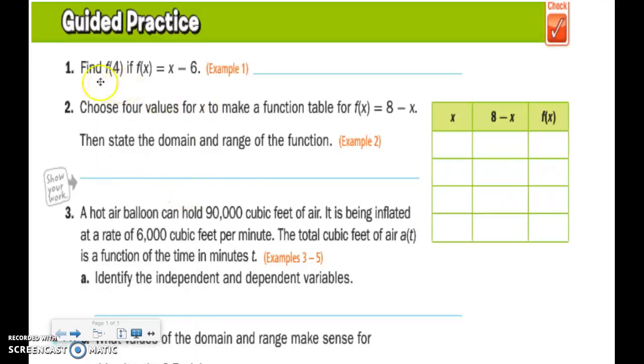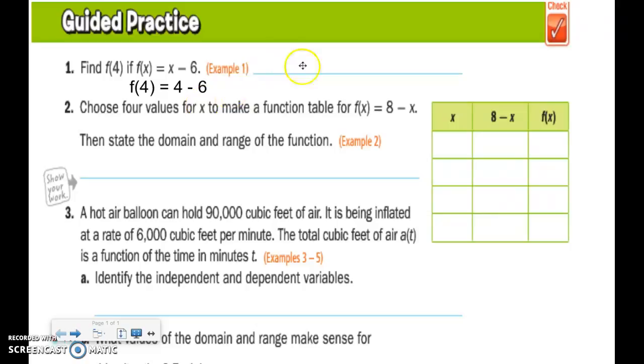So, number one, find f of 4 if f of x equals x minus 6. And I'm going to be very straightforward with you about the requirements for this. You do need to be very specific about how you display your solution. So what would happen is you would substitute the 4 in everywhere that there is an x. I would like to see this written on your paper, especially if it's a short answer. So that's the first part, you are substituting the 4.